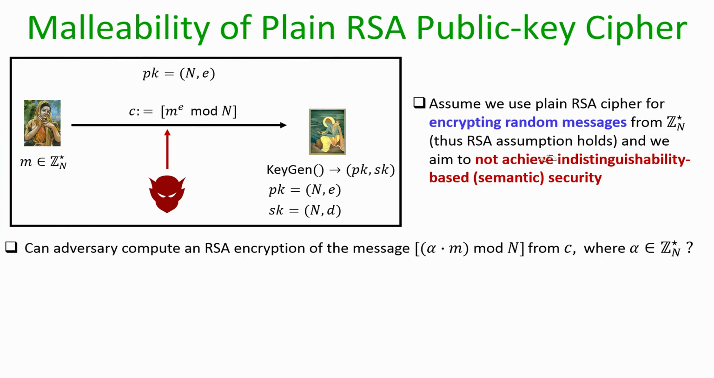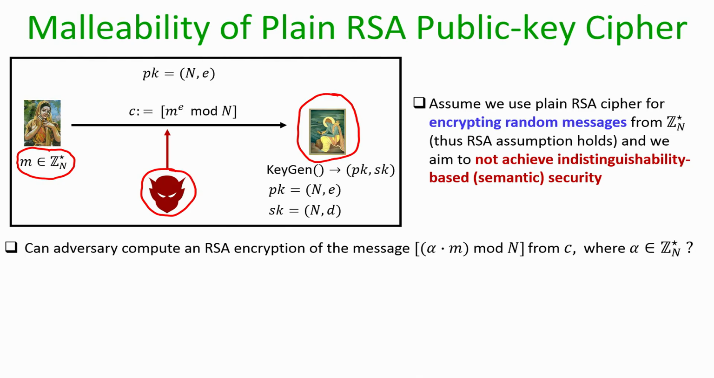So, to demonstrate the malleability of the RSA cipher, consider a scenario where we have a receiver who has set up its RSA public key and obtained the corresponding secret key, and imagine there is a sender which has picked a random message from the underlying plaintext space Zn star and encrypted it as per the plain RSA encryption process. And imagine we now have an active adversary who has eavesdropped this ciphertext.